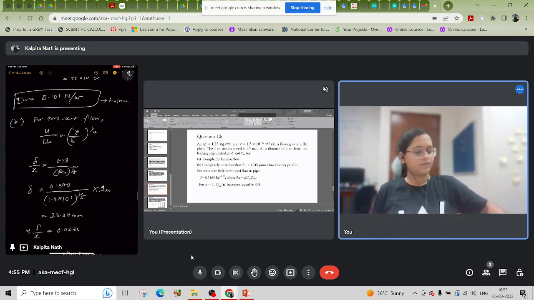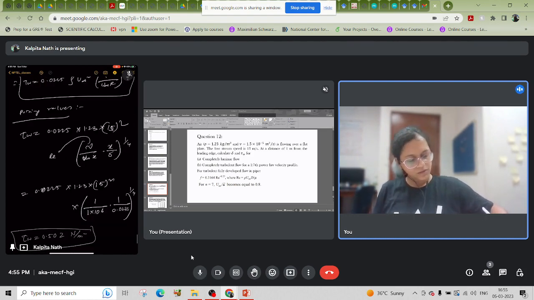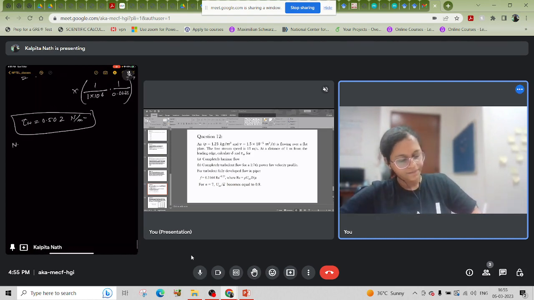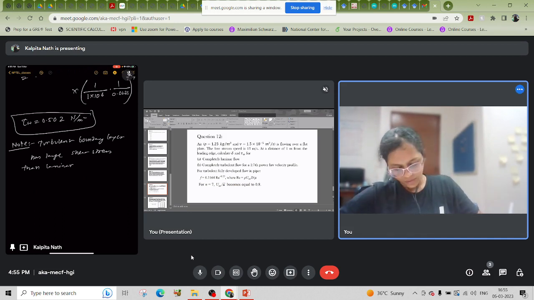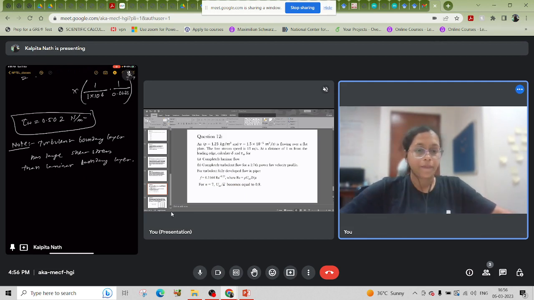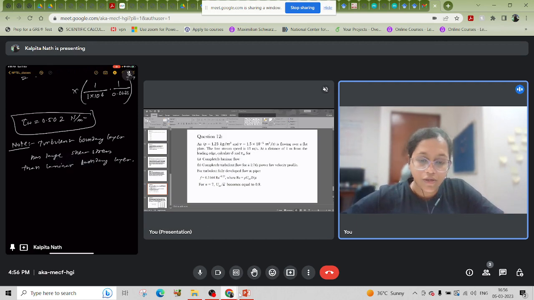This one, 0.101. So if we compare, we can see that turbulent boundary layer has larger shear stress than laminar, because that was 0.1 and this is 0.5 approximately. Laminar boundary layer. Okay, so we are done with question number 12.